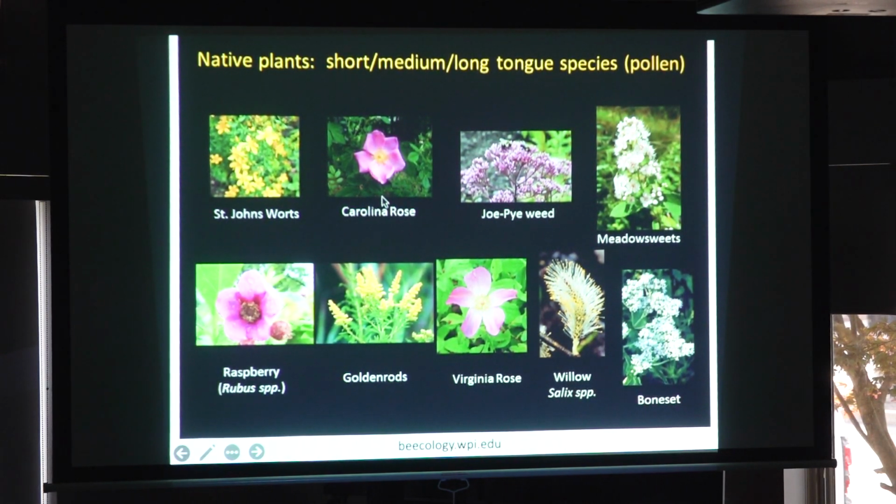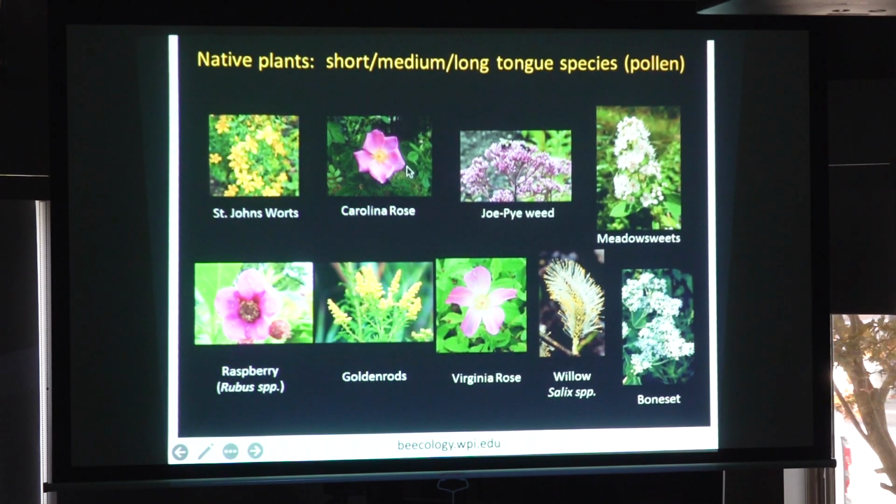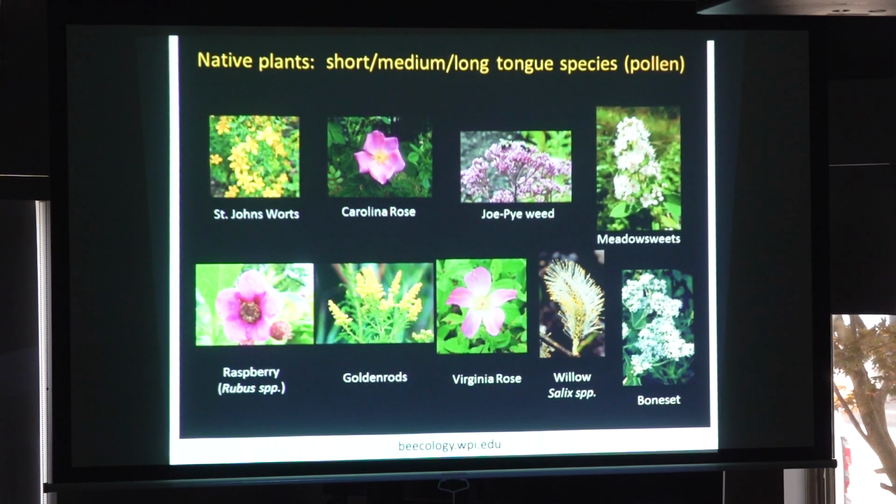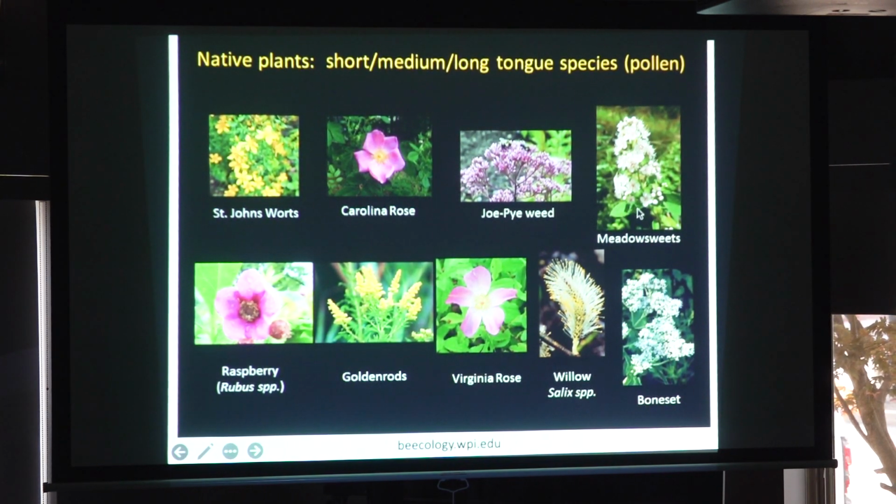Carolina rose, now that looks very different. And the Virginia rose, these two look very different from your tea rose, they call it, with the multiple petals. And this is a real flower that the pollinator can do something with. Joe Pyeweed, it can be quite tall, 6 feet at least. Meadow sweets, it looks like a wildflower, but it's actually a shrub. Boneset is another one that's quite tall, kind of like the Joe Pyeweed.